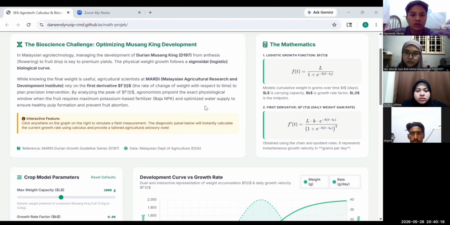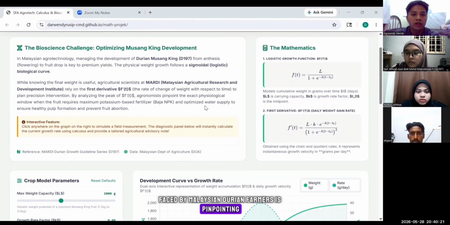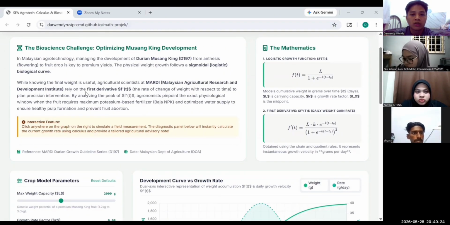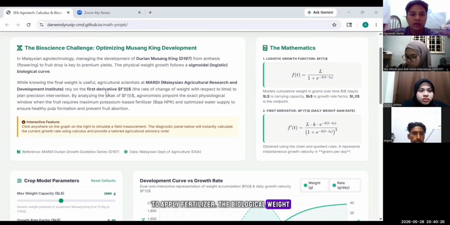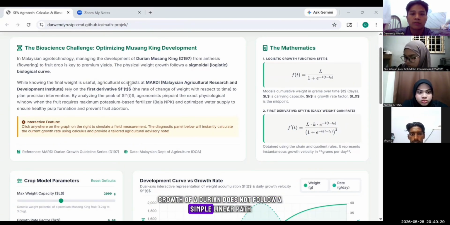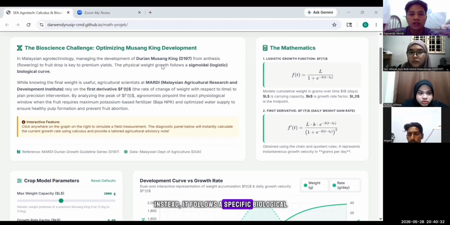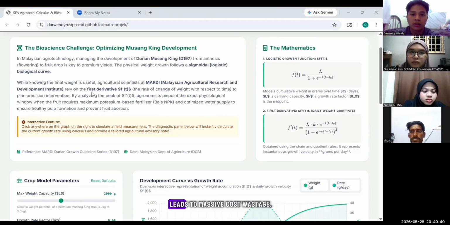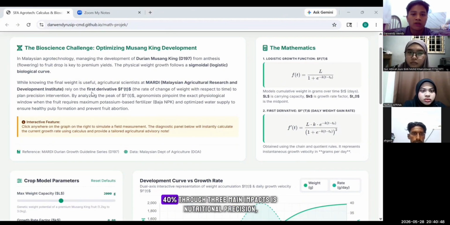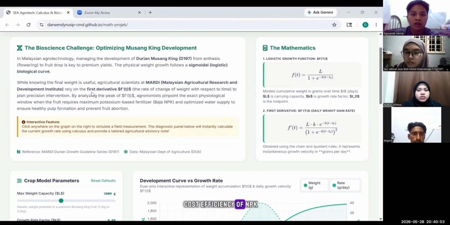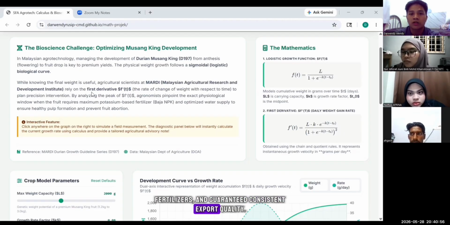The main issue faced by Malaysian durian farms is pinpointing the exact optimal time to apply fertilizer. The biological weight growth of a durian does not follow a simple linear path. Instead, it follows a specific biological curve known as the sigmoid or logistic function. Relying on guesswork for fertilization leads to massive cost wastage. By utilizing this mathematical model, we target a yield increase of up to 40% through three main impacts: nutritional precision, cost efficiency of NPK fertilizer, and guaranteed consistent export quality.